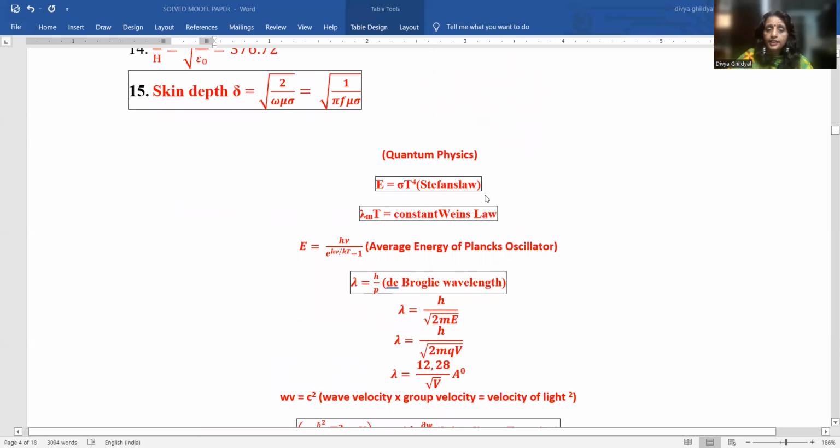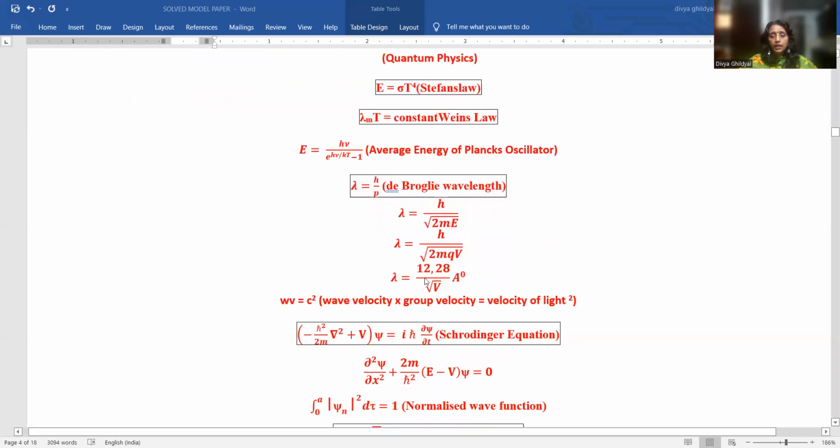Quantum physics: E equal to sigma T to the power of 4 is Stefan's law. Lambda m into T is Wien's law. Average energy of Planck's oscillator, E equal to h nu upon e to the power of h nu by kT minus 1. Lambda is h upon p, which is de Broglie wavelength. This formula can also be written in many other forms: lambda equal to h upon under root 2mE, lambda equal to h upon under root 2mqV, lambda equal to 12.28 upon under root V angstrom.